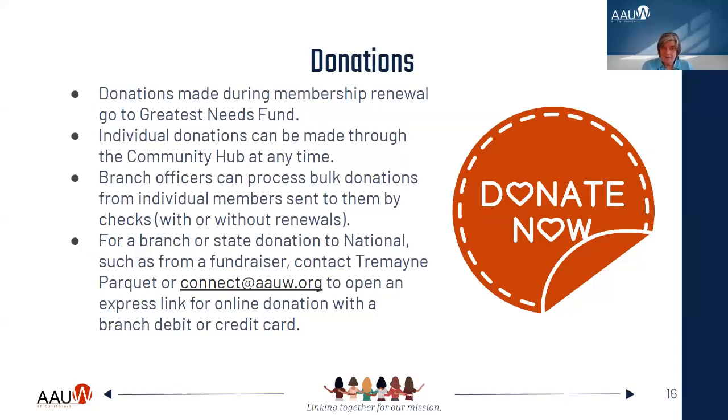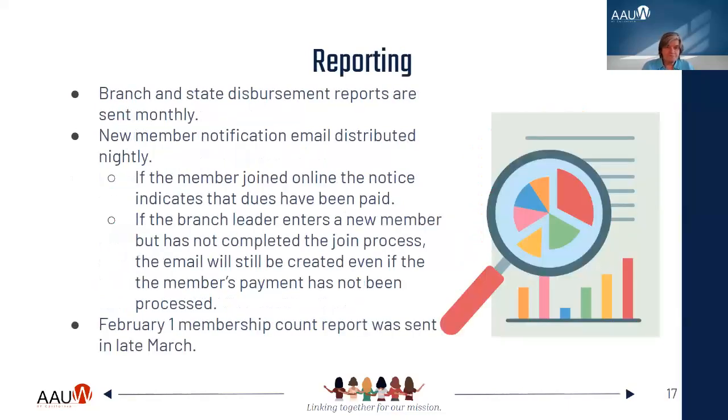Branch officers can process bulk donations from individuals that are sent at time of renewal or without renewals, again, as Sandy demonstrated. However, if your branch or state wants to make a donation to national for a specific project or some of the other funds, and you want to do that by debit or credit card rather than sending a check, you can contact Tremaine Parquet or Connect to open, and they can set up an express lane link for you to make an online donation with a branch debit or credit card. All right, next slide.